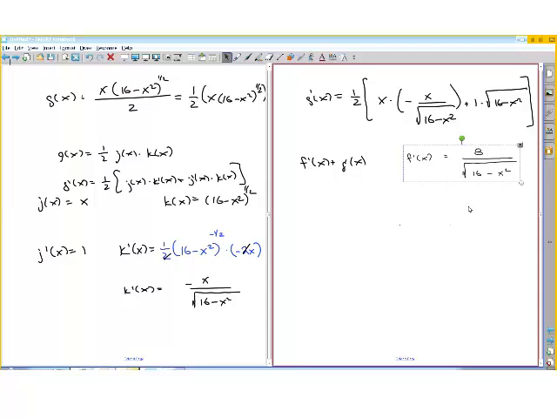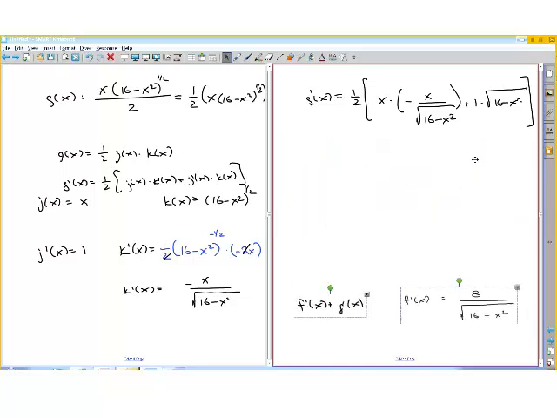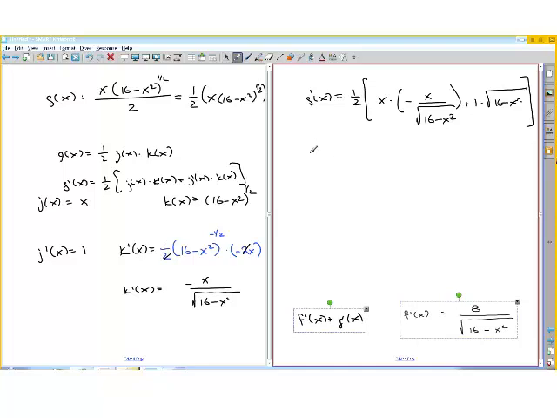What did I do wrong here? No, it's going to work out. Okay, you actually have to find a common denominator here, so let's move this stuff down a little bit. What do we get here? I want to combine these two, so I'm going to multiply and divide by the square root of 16 minus x squared.